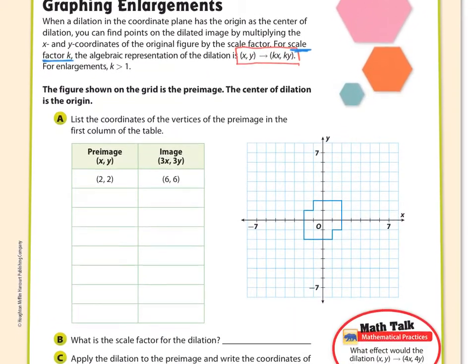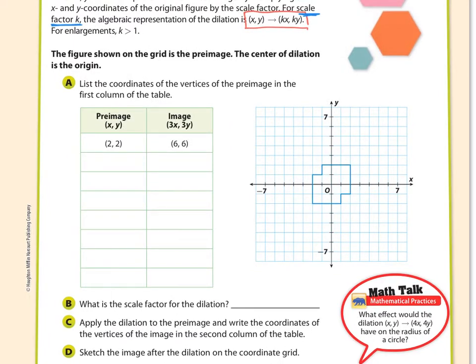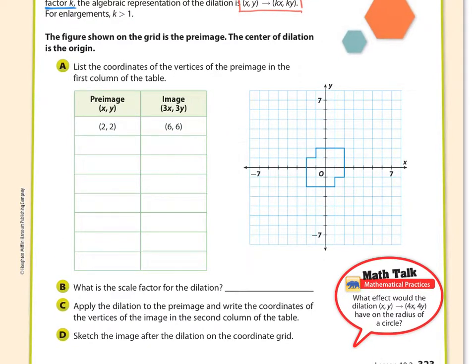Let's try out this Explorer right here, and we're going to fill out this table. So we have the point 2 comma 2 that was filled out for us. If I look at my graph on the right, 2 comma 2 is right here. I'm going to make a dot where the points that we're using are. Now the image, if the pre-image is x comma y, the image says 3x comma 3y. So this is actually the rule that they're giving us.